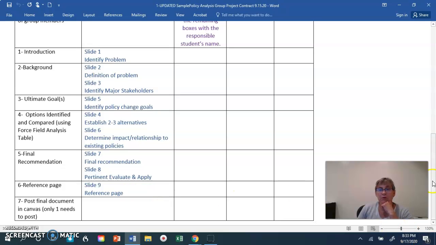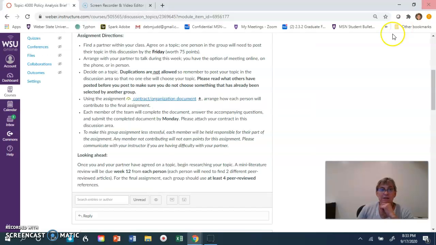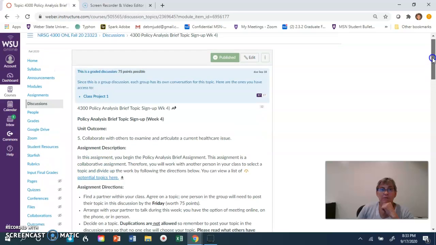So if we go on down just a little bit farther here, post the final document in Canvas. So this assignment is not being submitted directly to me as your faculty member, but what will happen is you are going to submit it in a discussion link. So here again, I'm going back to our course, and this is the assignment directions for the sign up, but let me go back to the modules page.